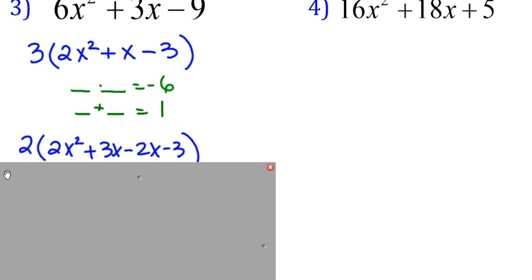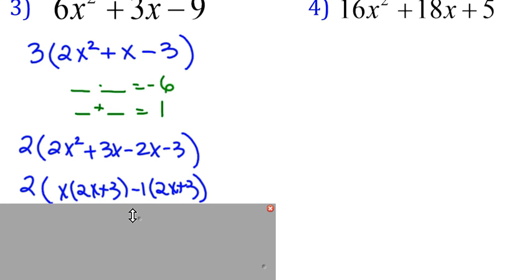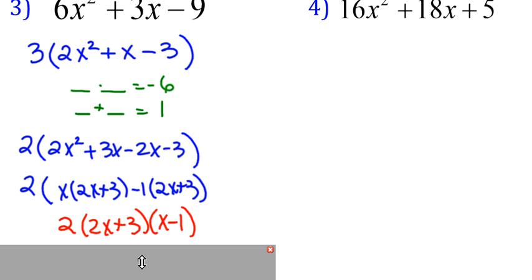As we look at pairs, the first pair here I could divide out an x. The second pair I can divide a negative 1. I can see both terms are being multiplied by 2x plus 3. So my factors are going to be 3 times 2x plus 3 times x minus 1.